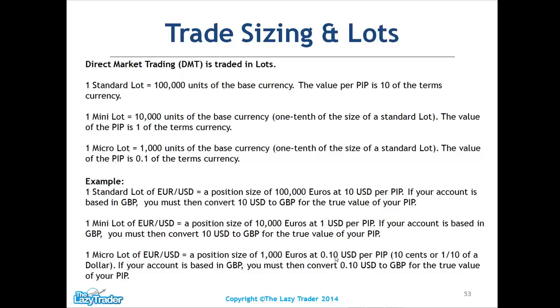If your account is denominated in sterling, you then have to convert those. If you're trading 3 micro lots of the EUR/USD, you'd have 30 pence or 30 cents as your pip value if your account was denominated in sterling. In other words, that's the money you have sitting with the broker. It's in sterling. You then convert to sterling, and that would give you the sterling equivalent of the value of your pip.